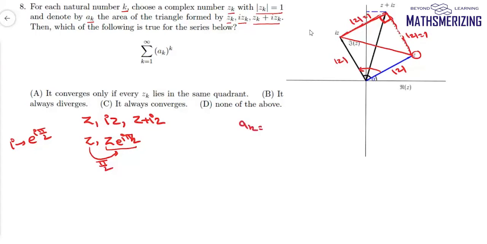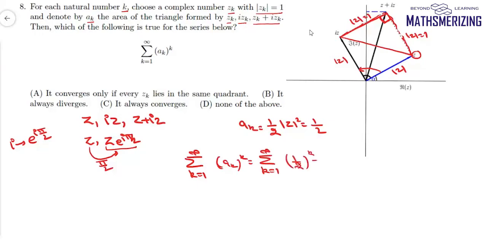So what is the area of this triangle? The area will simply be 1 by 2 into mod of z square, which simply is 1 by 2. Now it says we need to find this summation, k varies from 1 to infinite, of ak to the power k. So that means this is simply k varies from 1 to infinite of 1 by 2 to the power k. So this is 1 by 2, 1 by 2 square, 1 by 2 cube up to infinite. It is nothing but an infinite GP. So the sum of an infinite GP is a upon 1 minus r, which is 1. So the sum of the series is 1, which is a finite value. It simply means this series always converges. So that's your option number C.